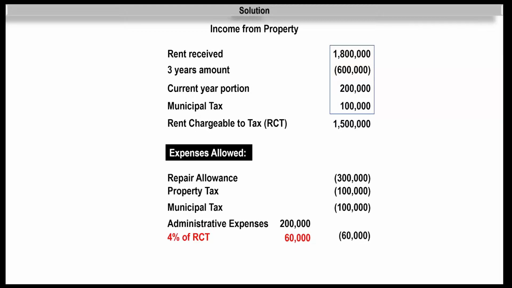Working is complete now. Make total of expenses. Total allowable expense is rupees 560,000. Deduct expense total from RCT to calculate taxable income. Taxable income under the head property income is rupees 940,000. Congratulations! You did it! Your answer is complete now.